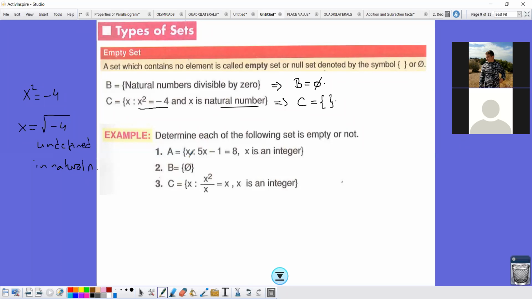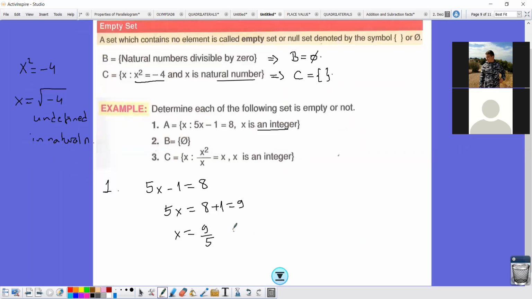Here A is made of x elements, where 5x minus 1 is equal to 8, and x is an integer. So how will we solve this one? I will solve the equation to find x. 5x will be 8 plus 1, which is 9. Then x will be 9 over 5, which is not an integer. Because of that, A is an empty set.